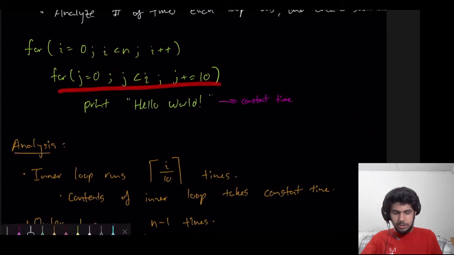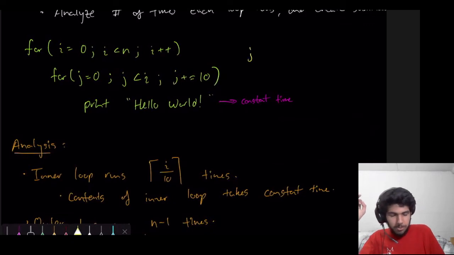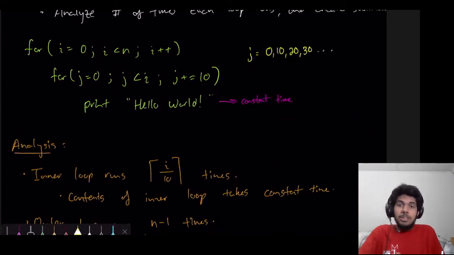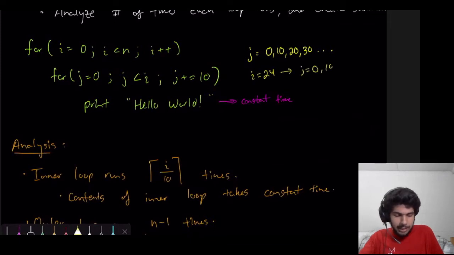Well, let's look at this loop. We always start at 0. That's a great starting point. And we go until we reach i, and we're increasing by 10. So j will go from 0 to 10 to 20 to 30, and so on. Now let's just consider random values of i. If i is equal to 24, then j will go from 0 to 10 to 20, and then it'll stop there, because if it increases by 10 more, it'll go to 30, and this condition won't hold. So here it runs 3 times.